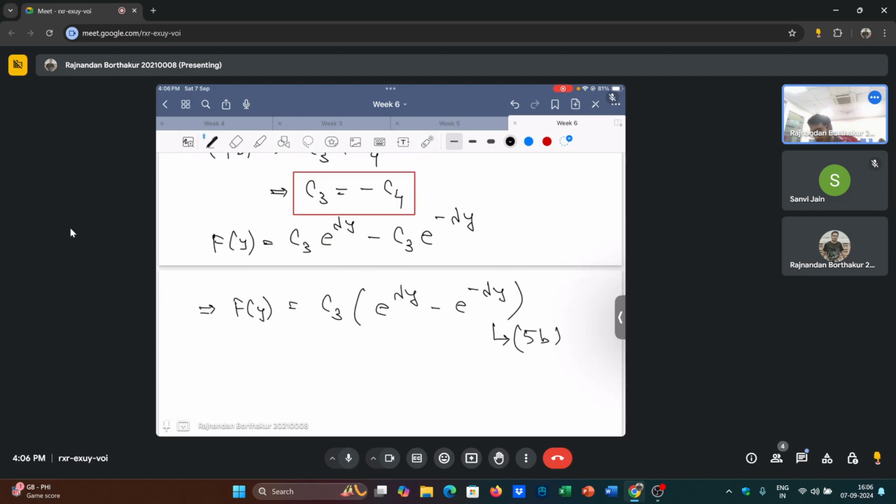Any doubts till this point? I'll stop here for some time. And remember, lambda we have already determined. Your lambda is n pi by a. That we have already determined.